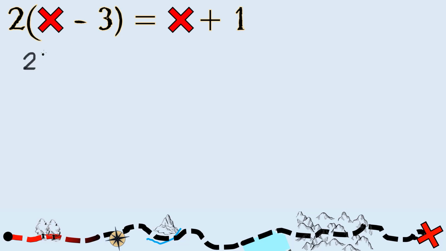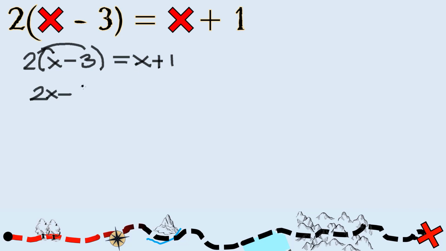We have here 2 times (x minus 3) is equal to x plus 1. Now, of course, you could divide both sides by 2 here, but you will be having a fractional coefficient for your x. So again, let's start with the distributive property. Distribute. You will have here 2x minus 6 is equal to x plus 1. Okay? Now from here, we are going to do the same operations that we did before.